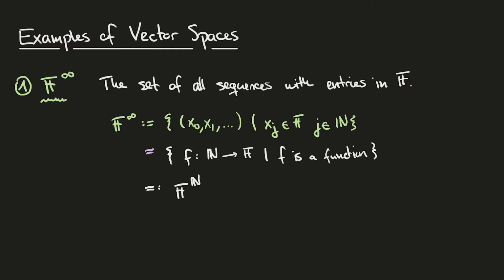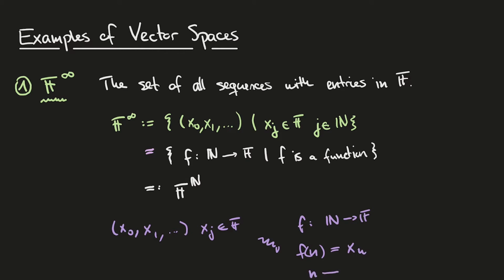To show that this equality marked in purple is true, we need to show both inclusions. So to start off with, if I'm given some sequence x0, x1, and so on, where each of the entries xj is an element of the field f, then I want to get a function from the natural numbers to f. And so how do I do this? Well, I can just set f of n to be the entry x sub n. Or in other words, I'm assigning the natural number n to the entry x sub n.